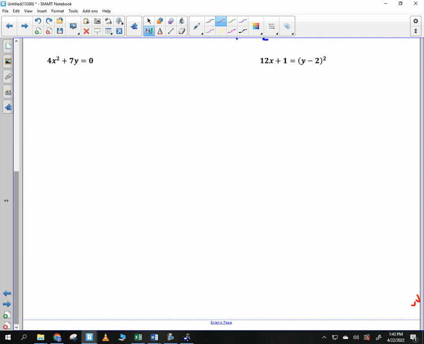All right, so next one. We're going to move down to 4x squared plus 7y. Do you think this is vertical or do you think it's horizontal? Vertical. It is vertical because the x is being squared, you can solve for y. So if I subtract the 4x squared, I get 7y is equal to negative 4x squared, and I divide by 7. So y is negative 4 over 7 x squared.